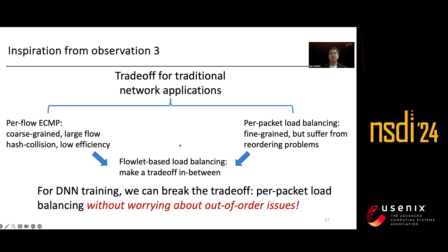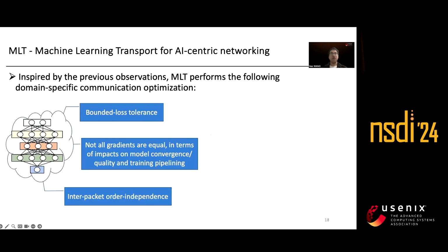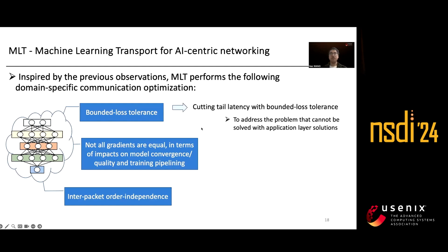This feature of DNN training workload inspires us to break the trade-off using packet load balancing without worrying about out-of-order issues. Based on the above observations, we propose 3 key ideas of MLT. Based on boundary loss tolerance, we can cut tail latency with a semi-reliable transport.